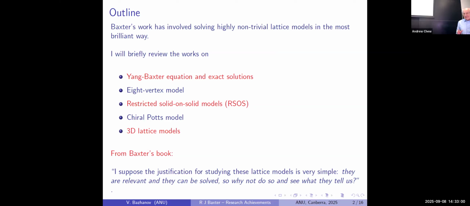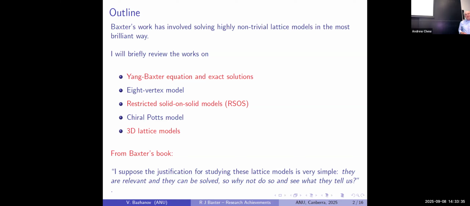Today, well, it's a very difficult job to tell about all the achievements of Rodney, but I will try to point out some important milestones. I'll briefly review the works on the main thing, the Yang-Baxter equation, and exact solutions of the eight-vertex model, restricted solid-on-solid model, chiral Potts model, and three-dimensional lattice models.